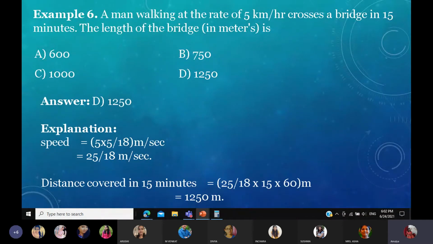minutes. Here 1250 is the answer, option D, where we calculate using the speed formula, where x into 5 divided by 15, where x is 5 kilometer, where 5 is 25 divided by 18 per second. Distance covered in 15 minutes is 25 divided by 18 into 15 into 60, as we convert minutes to meters, where we get 1250 meters.